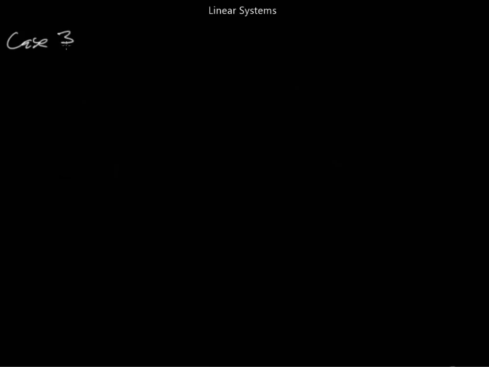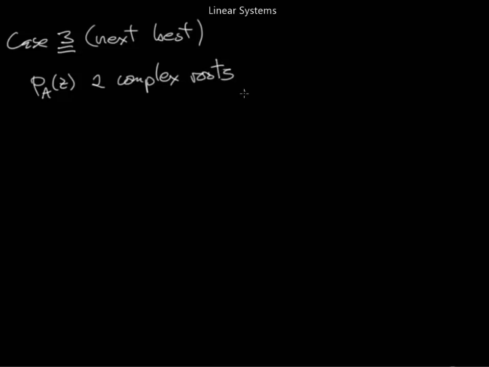All right, so what's another case? Well, let me skip case 2 and go directly to case 3 for the moment. This is really the next best case, where you have two complex roots. So P_A of z has two complex roots, let's call them mu plus i nu and mu minus i nu. That's always the way they appear.